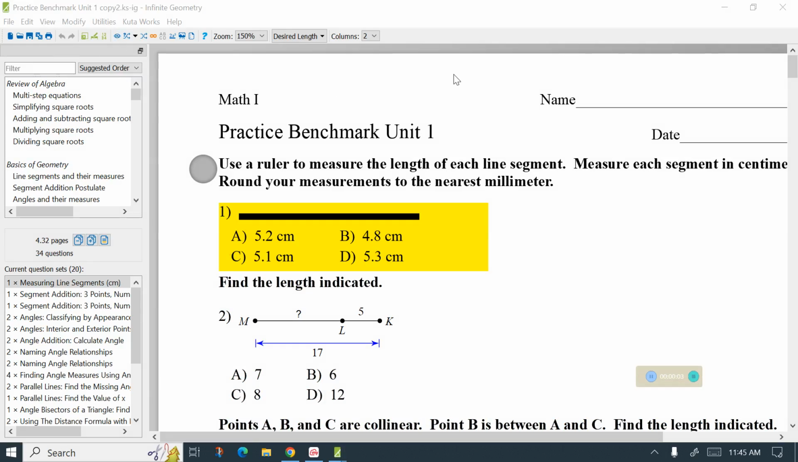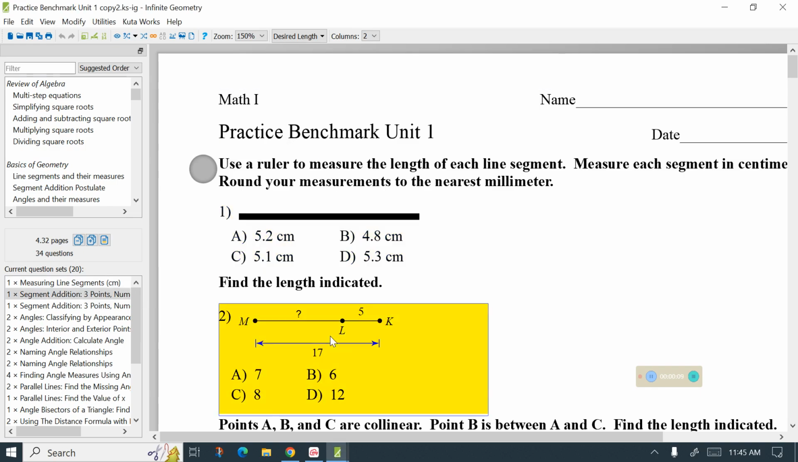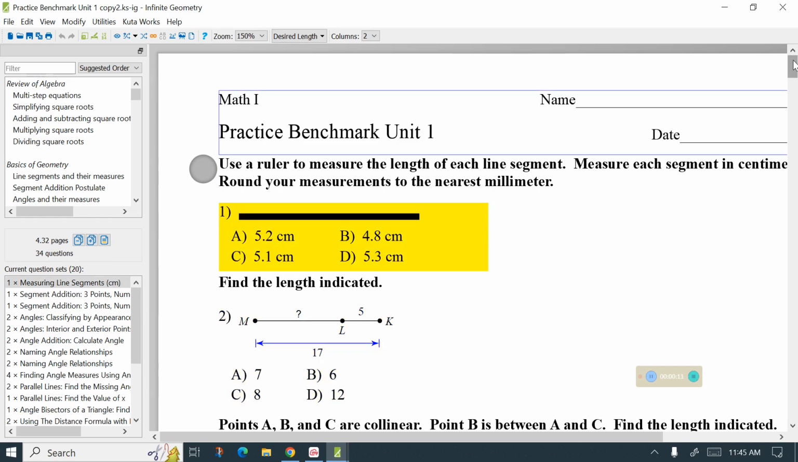So in this video, we're going to be reviewing for the Unit 1 benchmark, and we'll be using the practice benchmark that I gave you for this video. There may be more emergency reviews with more examples, but I'm going to do this one like a little shorter review. So we'll just stick to the practice benchmark assignment that we have here.